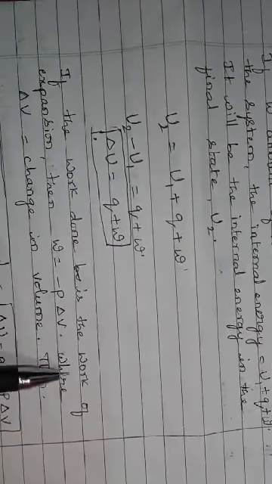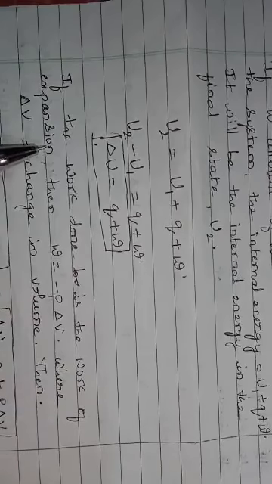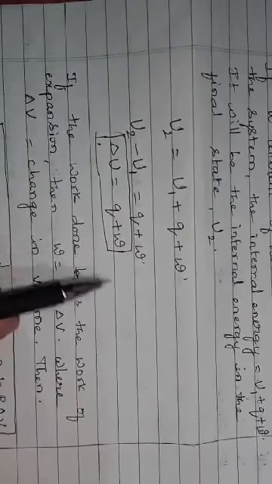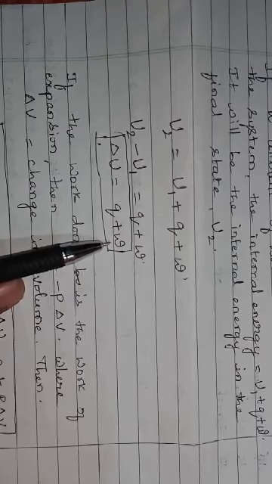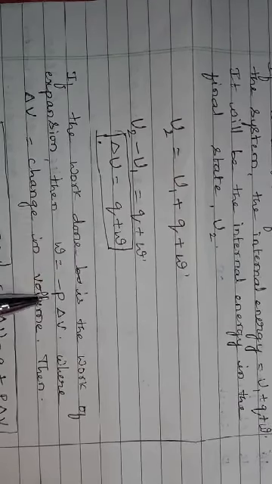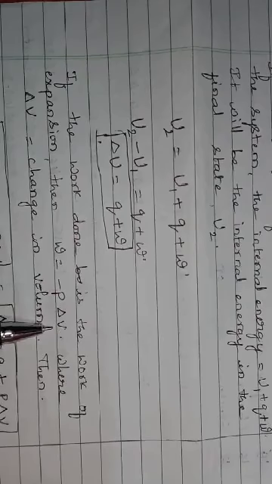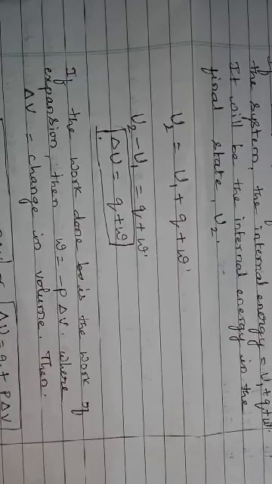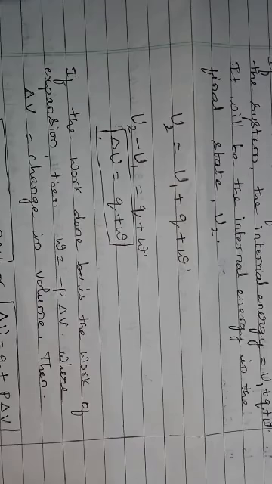If the work done is the work of expansion of a gas, then in place of W we can substitute minus P delta V, where P is pressure and delta V is the change in volume. Then this expression can be written as delta U is equal to Q minus P delta V, or delta U is equal to Q plus P delta V.